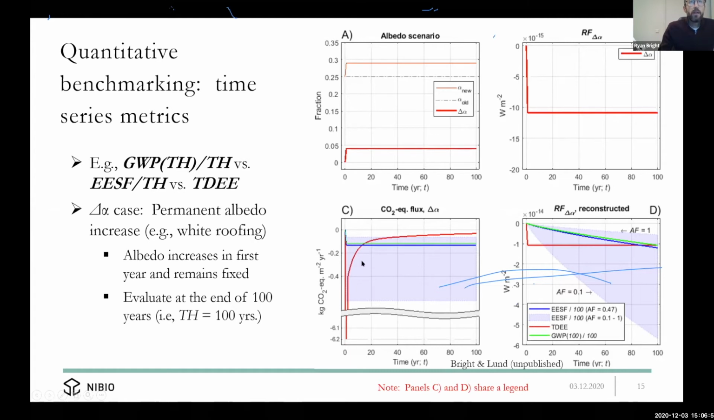To really compare these, we then use these emission equivalent estimates to reconstruct the radiative forcing, and that's what you're seeing here in this lower right-hand panel. Note that there's a scale difference between panels B and D. But essentially, the take-home here is that approaches based on the EESF metric and the GWP metric can severely underestimate the magnitude of the annual CO2 equivalent fluxes across the short and medium-term horizons.